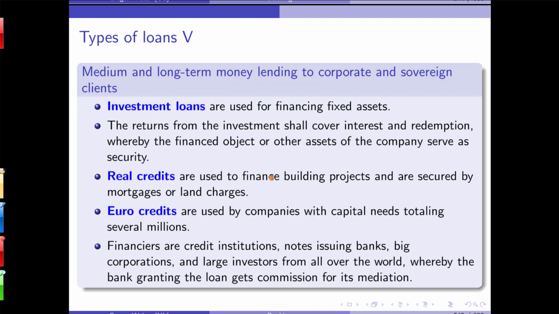Long term, it's almost always Investitionskredite, investment loan. Investment loan is a mid to long-term loan for the company to invest. For example, to buy a new plant, to buy new machines, then it's a long-term investment loan. Real credits, real loans are used to finance building projects, to finance real estate. Euro credits, Euro-Kredite, Euro-Darlehen, are large sum loans written in euros. So if you, for example, need 300 million euros, then this is not an investment loan, this is a Euro-Darlehen.